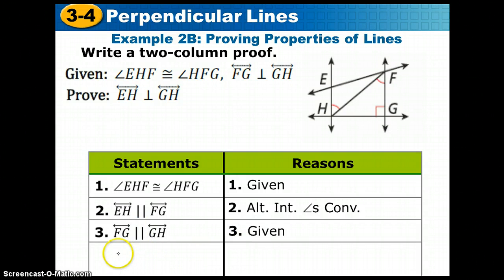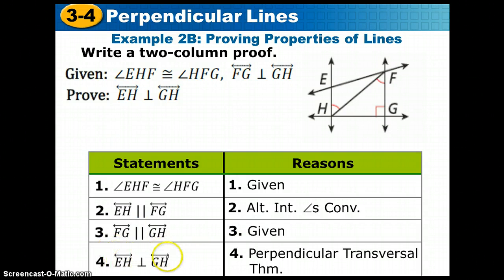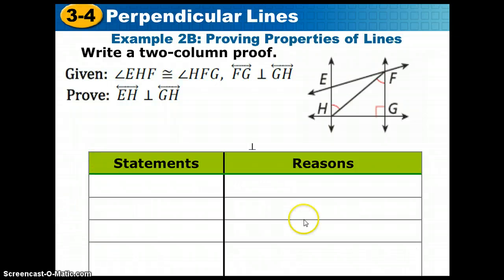Then we can say that EH is perpendicular to GH by the perpendicular transversal theorem. We have HG that is perpendicular to one of these two parallel lines, so it's perpendicular to the other line as well.